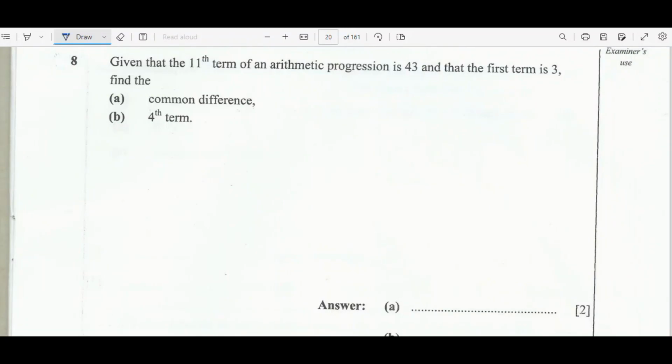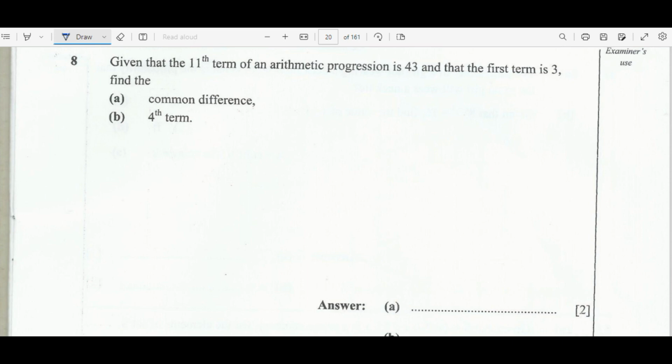Welcome folks. We have two questions in math paper 1. The first question is under the topic of arithmetic progression, series and sequences, and the second one will be under the topic of Earth geometry. So let's look at this question.